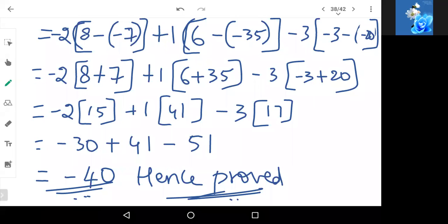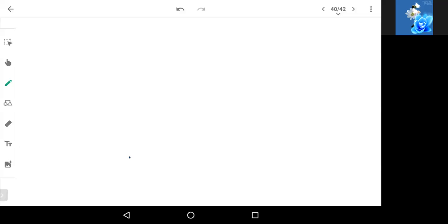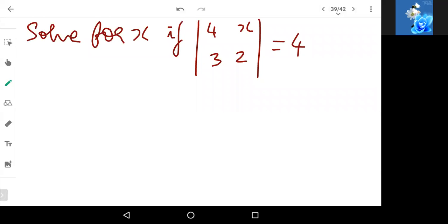Okay, good. Now let us go to the next problem. This is solve for x. Here we have one x given in the matrix, so we are supposed to find out what is that x. Now let us solve this.